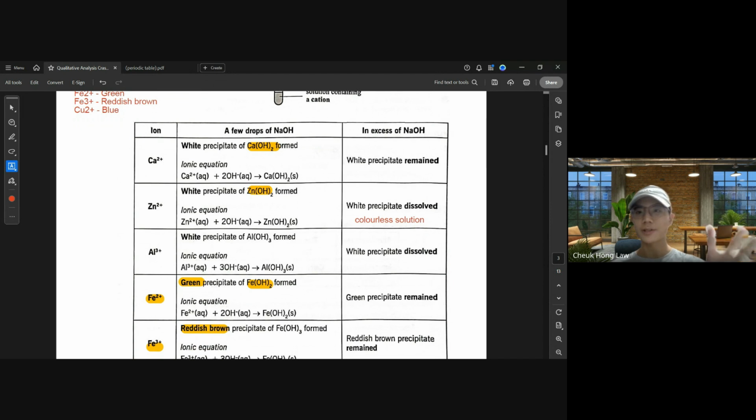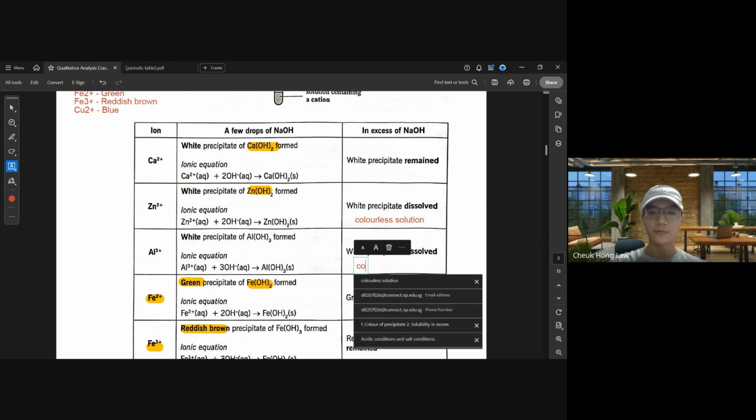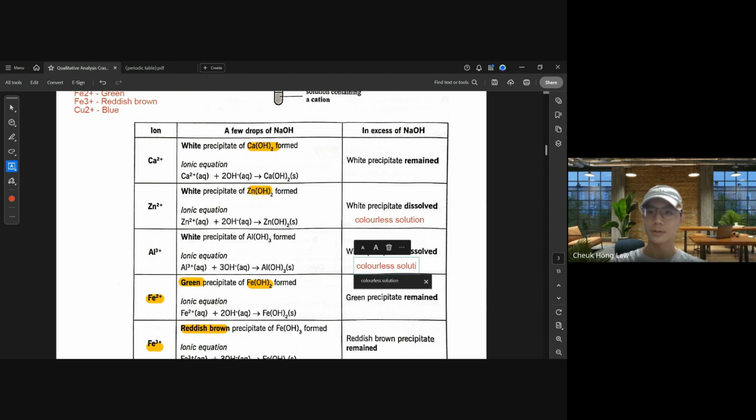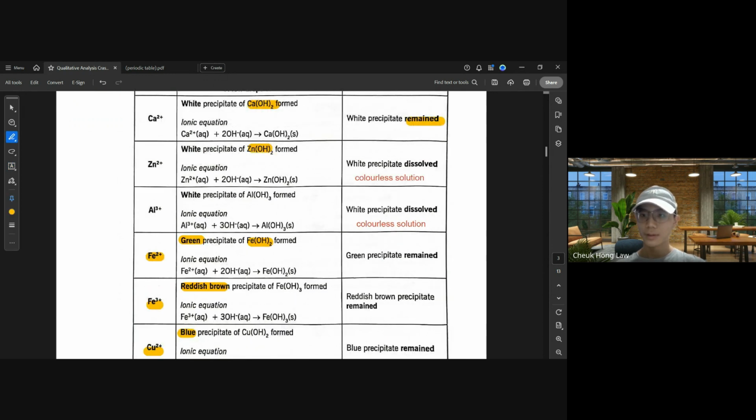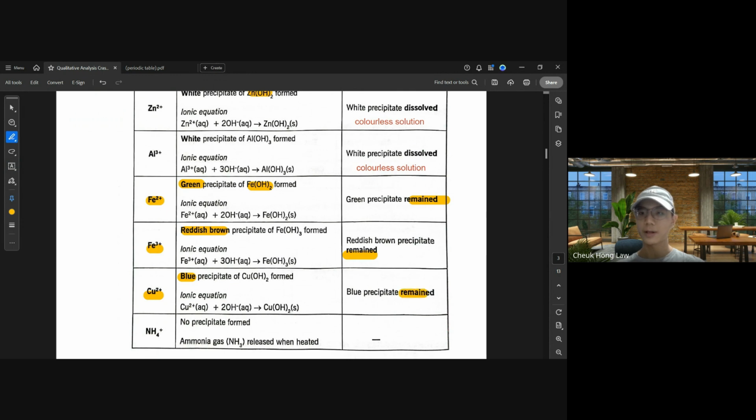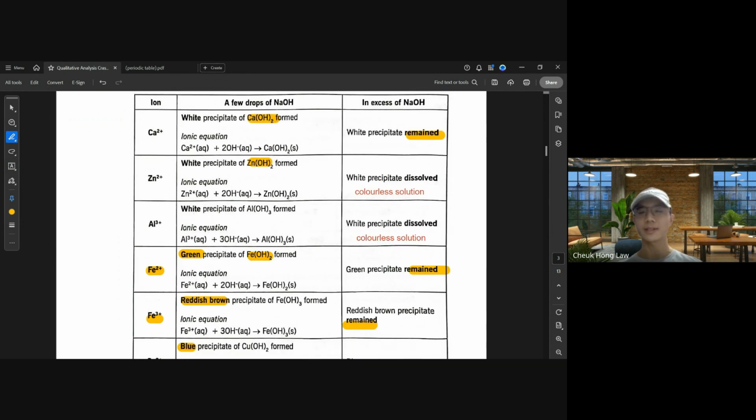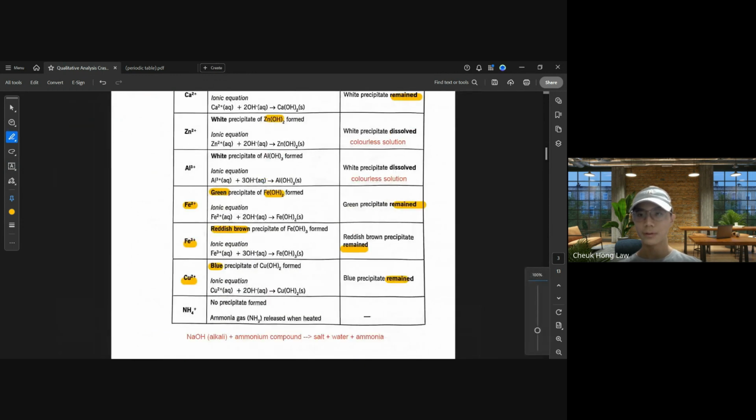So for zinc hydroxide, it will dissolve in excess sodium hydroxide to form a colorless solution. And same for aluminium. It will dissolve in excess to form a colorless solution. These two are the only soluble ones in excess. That means the rest will remain, or you can say it will be insoluble in excess. The rest all remain. That means they are insoluble in excess sodium hydroxide.